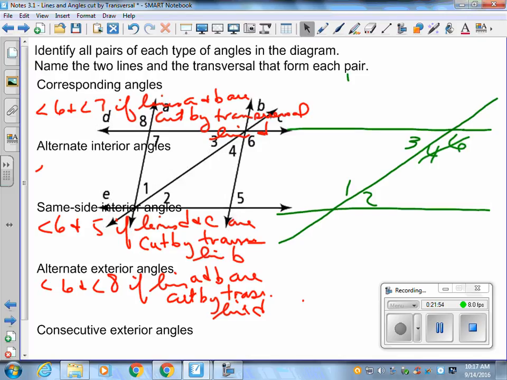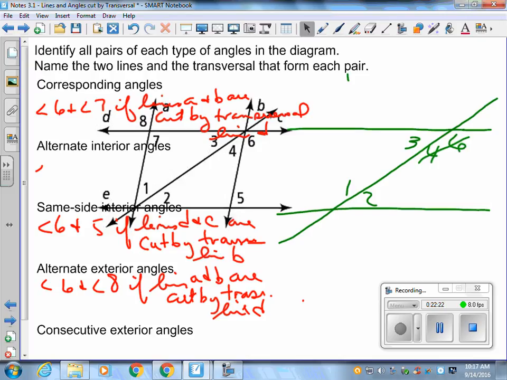Anything else? I mean, I compared 1, 2, and 3. Can I compare 1 to anything? 1 and 3. 1 and 3 are what kind? Same side interior. Same side interior angles, because they are on the left side of the transversal between the two lines. So D and E cut by the transversal C made those angles as well.